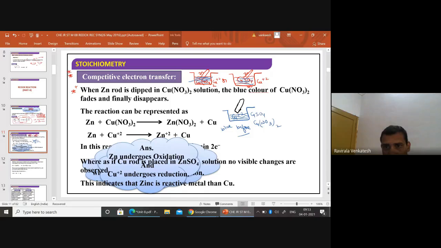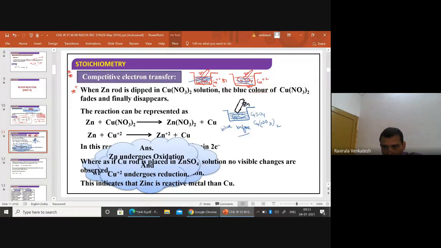Okay, this one I am showing. This one you are dipping here into blue color. Into the blue color, I am dipping something. Which one is it? A zinc rod. Just a minute. This one is a zinc rod.